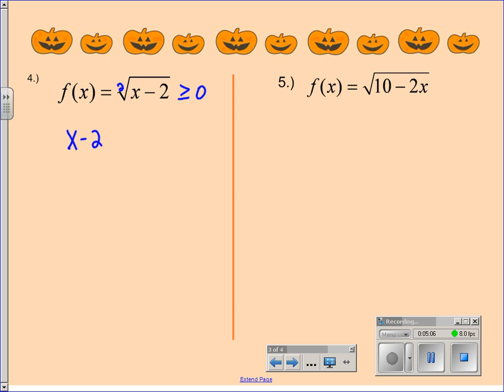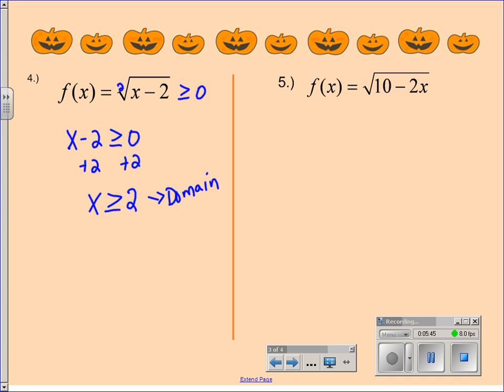So you're going to take whatever's underneath the radical, and it has to be greater than or equal to 0, because it cannot be a negative. So it cannot be less than 0. And then you're going to solve it. Add 2. So x is greater than or equal to 2. So that is your domain. It can only be x is greater than or equal to 2. And you can graph that on your calculator and look to see that the x values are either 2 or beyond.